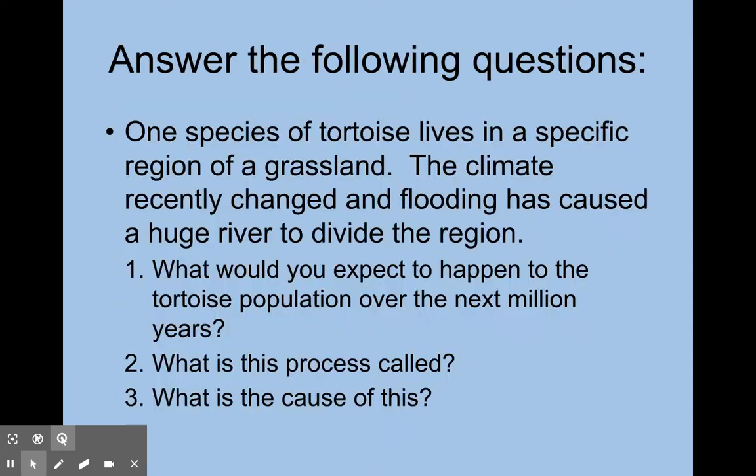So the final page here is a question for you. So answer this at the bottom of the digital lesson. So one species of tortoise lives in a specific region of a grassland. The climate has recently changed and flooding has caused a huge river to divide the region. So what do you expect to happen to the tortoise population over the next million years? And what is this process called? And what is the cause of this? So use this information from the presentation in order to answer this question and answer it on the digital lesson.